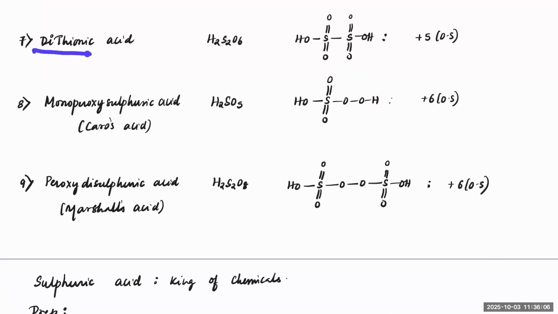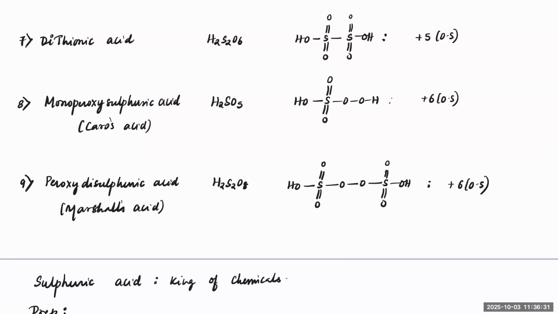Next is dithionic acid. Dithionic acid has a sulfur and sulfur connection. Just now I told you, when you have sulfur and both sides the uniformity is there, that is thionous acid, thionic acid. If you have two, then you call it dithionic acid. Oxidation state is +5.